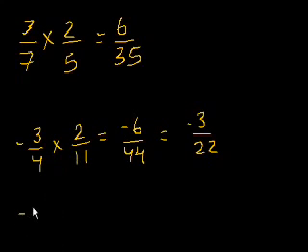Let's do it again with the cross-dividing, times 2/11. We say, oh, well, 2 and 4, they're both divisible by 2, so let's divide them both by 2.